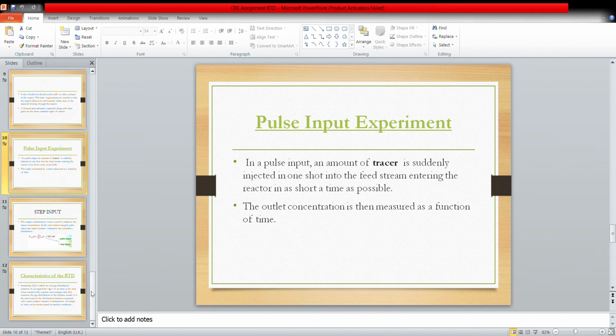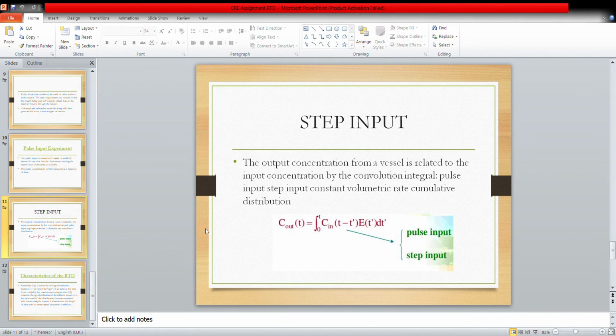So now let us see step input. The output concentration from a vessel is related to the input concentration by a convolution integral. Pulse input, step input, constant volumetric rate, cumulative distribution.